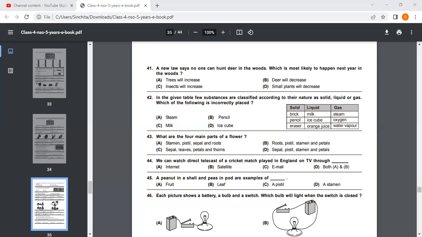Ice cube is an example of what? Fruity, tell me. Does anyone know which state ice cube is? Is it a solid, liquid or gas? Solid. Debangshu, ice cube is an example of which state? Beta, is it a solid, liquid or gas? Debangshu, tell me. Debangshu, are you there, beta?